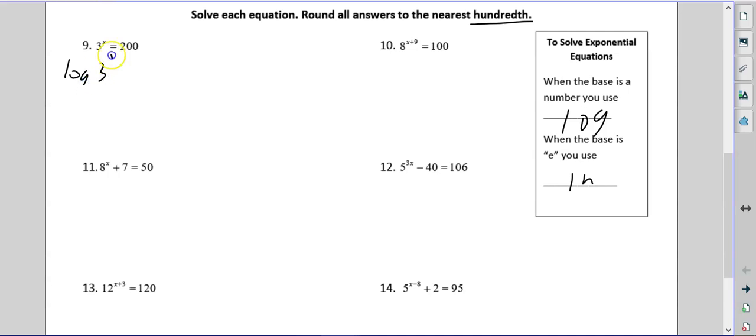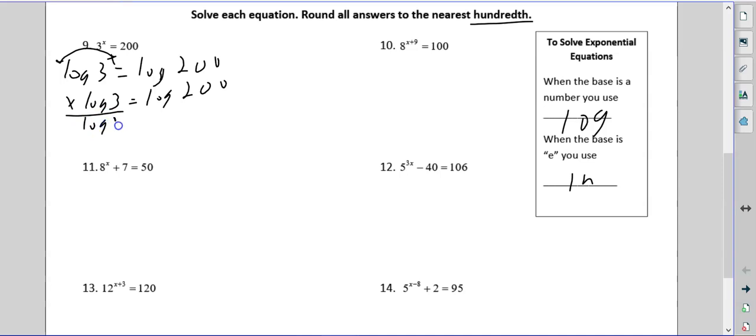Log 3 to the x equals log 200. Now remember, this moves out in front. So we have x times log 3 equals log 200. We want to get x by itself, so we divide by log 3, divide by log 3, and you literally just type this in the calculator. Log 200 divided by log 3. And that will give you 4.82.